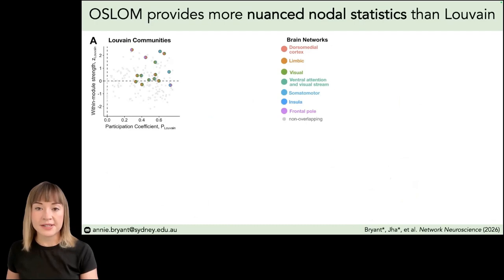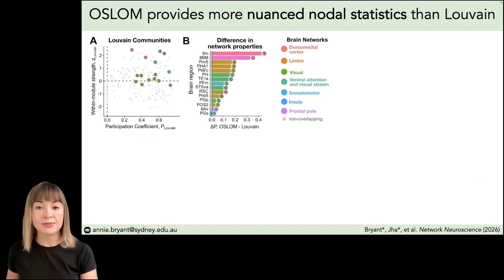The Oslam-defined community structure also offered more nuanced nodal statistics than the standard Louvain decomposition. So here we've plotted the participation coefficient, capturing cross-module connectivity, versus the within-module strength, capturing intra-module connectivity, for the Louvain decomposition. And these colored-in dots reflect regions that Oslam judged as spanning multiple modules. We expected these regions to show a greater spread of connectivity to nodes across multiple Louvain-defined modules, in which they would sit closer to global connectors or at least to provincial hubs.